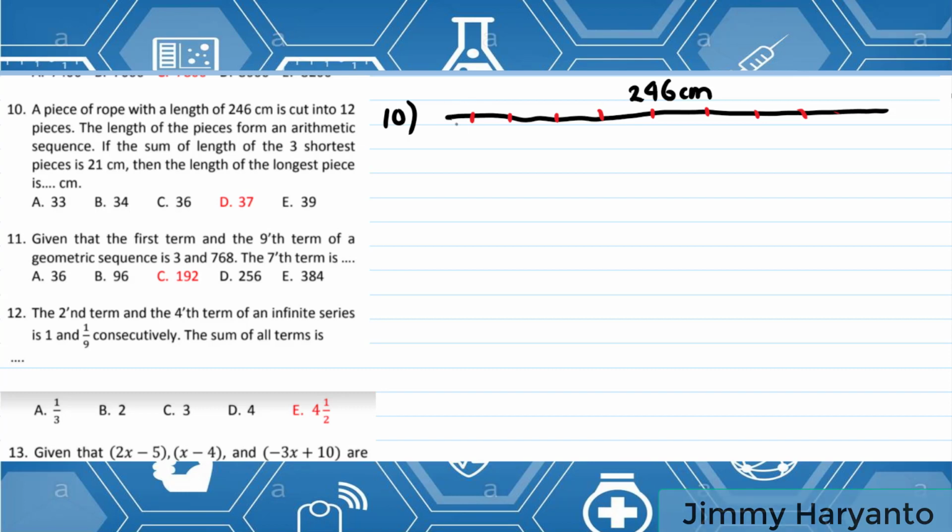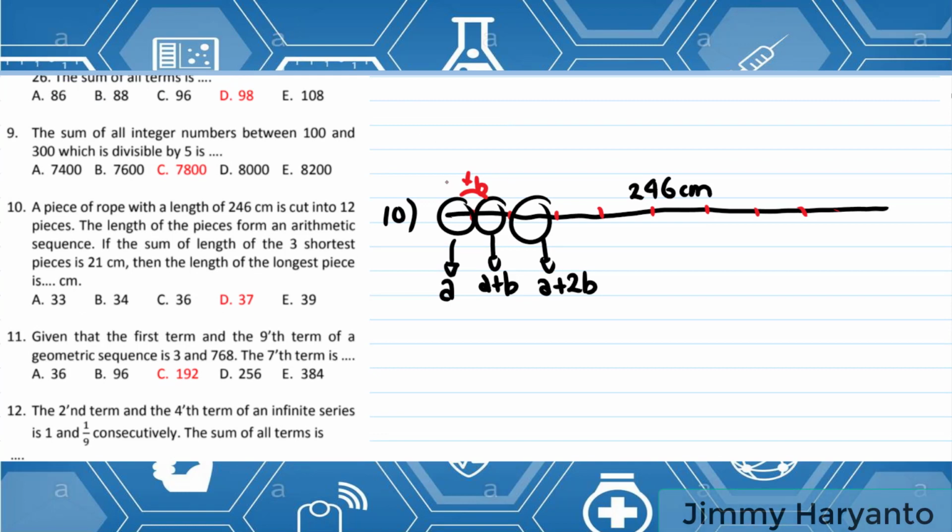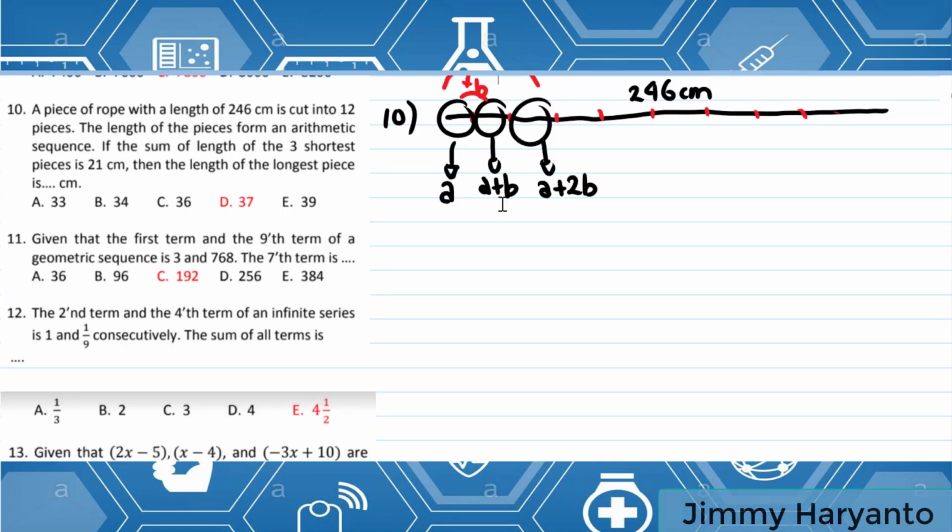So we don't know the first piece. If the sum of the lengths of the 3 shortest pieces is 21, so I don't know this. I will assume that the first is A. The second one will be A plus B, right? Because it's an arithmetic sequence, so there is a difference. The third one will be A plus 2B. From the first to the second it will be plus B, but from the first to the third will be plus 2B. So if the first is A, the second will be A plus B, the third will be A plus 2B.